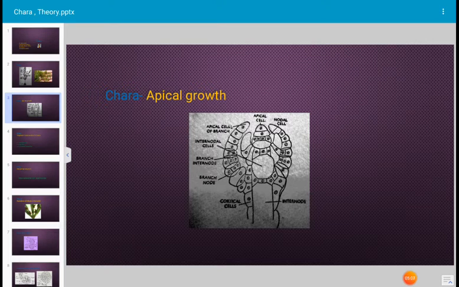It is very important. Sometimes it will be asked in MCQ questions. Chara is commonly known as stoneworts.